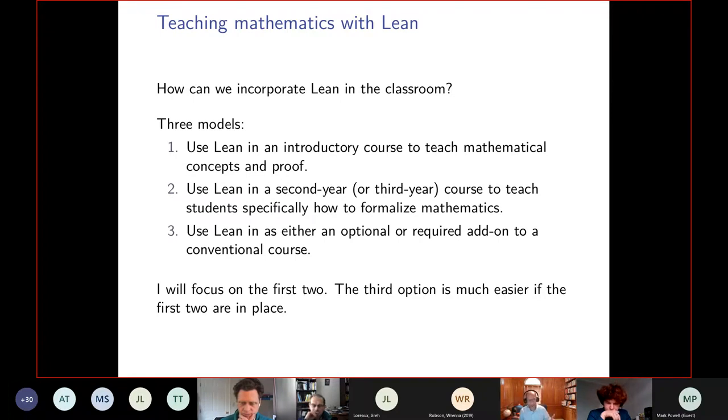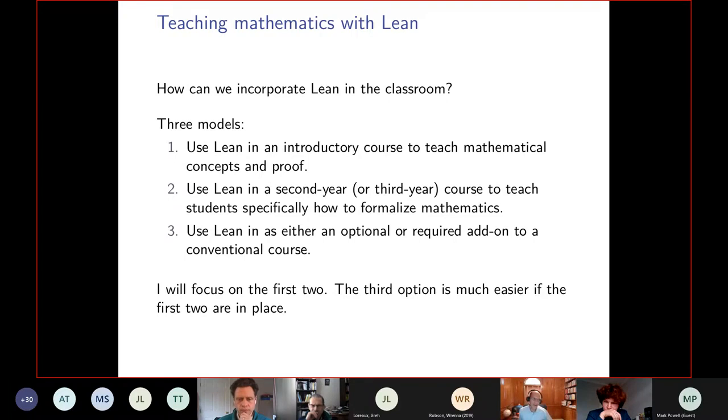But then, once they know a little bit of mathematics, come back and give them a course that's specifically about using Lean or another proof assistant, and specifically about formalizing mathematics. Don't conflate the mathematics with the formalization; they're two separate topics. Learn the mathematics and then learn how to formalize.